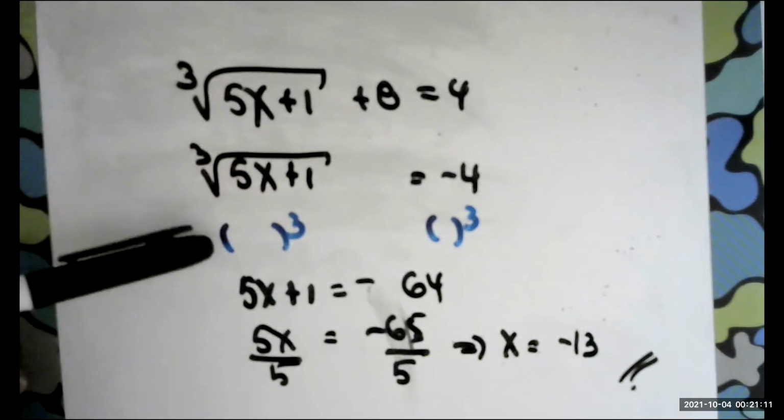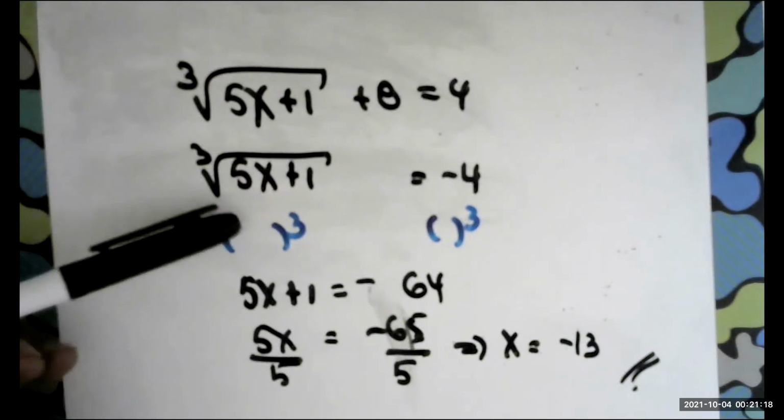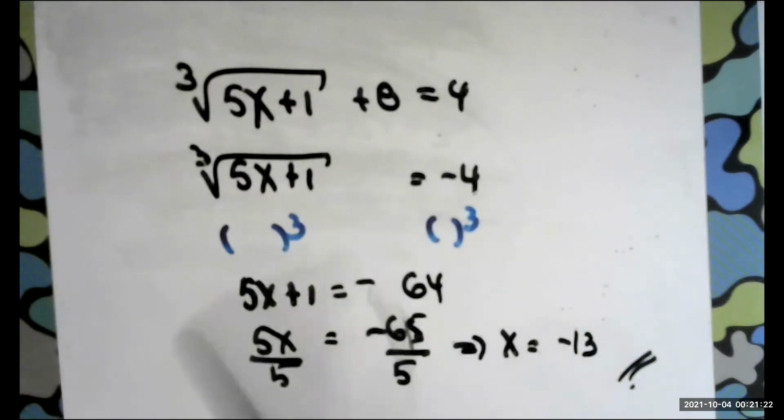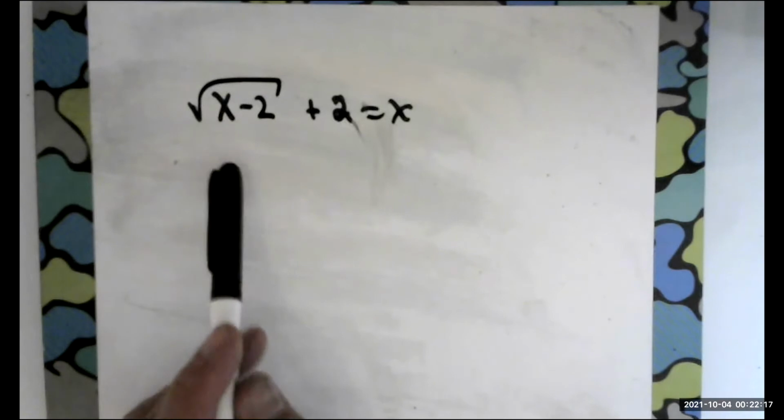We have no issue in cubing it because we have an odd index, so we may proceed. If the index was 4, 6, 8 equal to a negative number, then we may say there is no solution. What if I have, well, let's look at this other example.